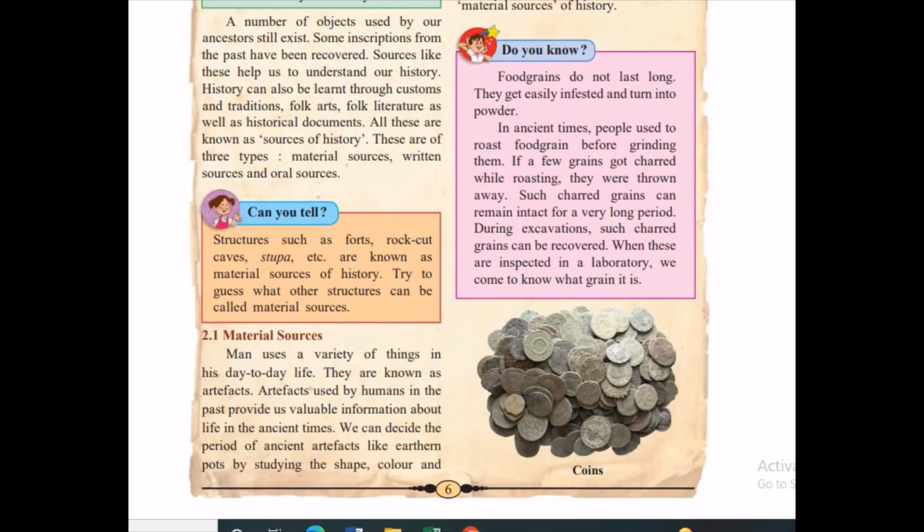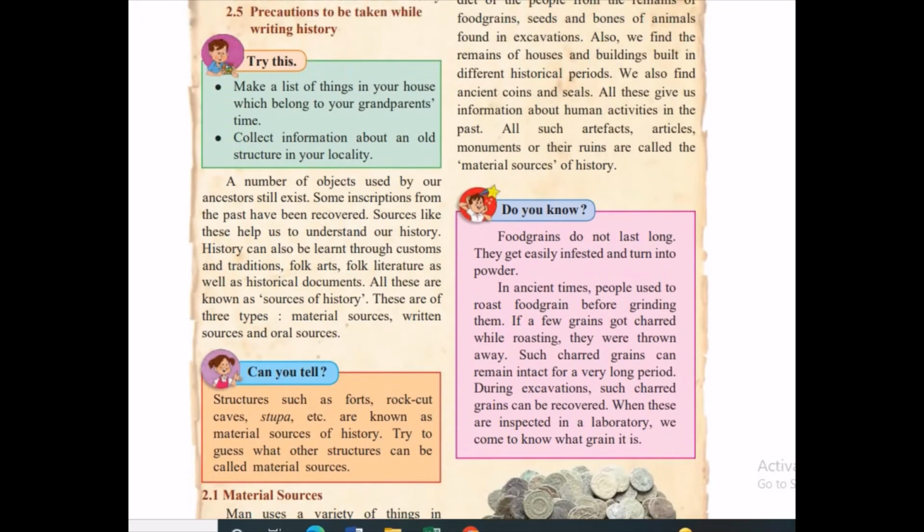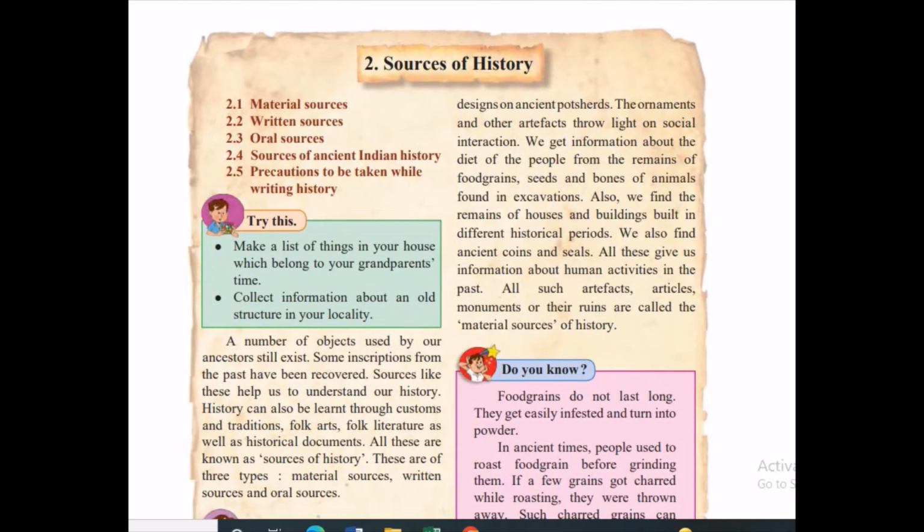As we all know, man uses a variety of things in his day-to-day life. They are known as artifacts. Artifacts used by humans in the past provide us valuable information about the life of the people in ancient times. We decide the period of ancient artifacts like earthen pots by studying the shape, color, design, and the ancient potshreds. The ornaments and the artifacts throw light on social interaction.